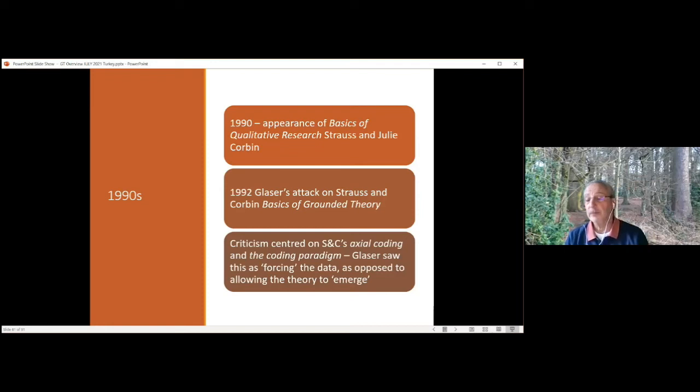And in fact, Glazer and Strauss in the 90s diverge, or rather Strauss goes off in one area and Glazer attacks him, okay? So Strauss in 1990 produces a book called Basics of Qualitative Research with Julie Corbin, which is now in its fourth edition. They write the first edition in 1990. In 1996, Strauss actually dies, but in 98, a second edition comes out. And then since 2000, there have been a third and a fourth edition, Corbin and Strauss, because obviously Julie Corbin is around. And Glazer didn't like that book for a whole variety of reasons.